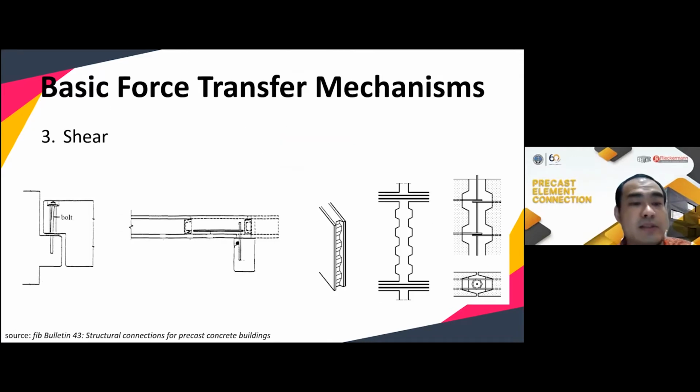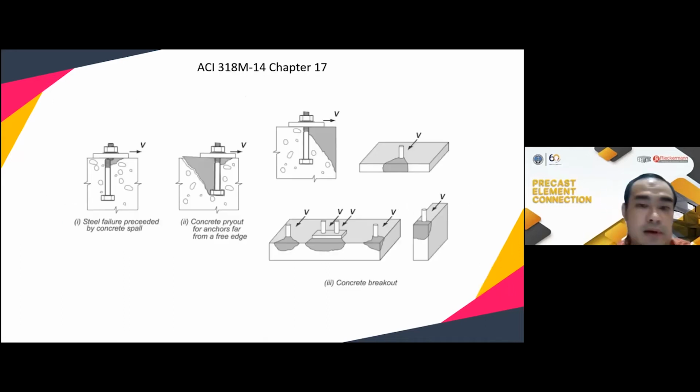And then the third one is shear. This is the common connection from beam to column. We have a bolt here, so the bolt will have shear forces, and this is a wall-to-wall connection. In the same chapter, ACI 318 Chapter 17, there are also some possible failure modes that we need to consider: the failure of the bolt because of the shear, or the failure of the concrete, or the concrete breakout. All of this we need to pay attention to when we design precast concrete connections.